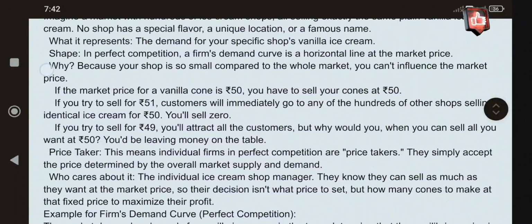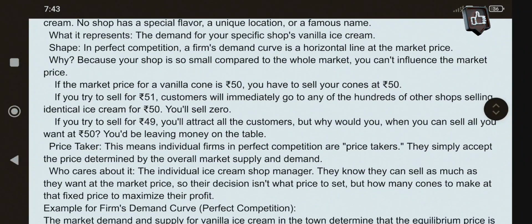Why? Because your shop is so small compared to the whole market, you can't influence the market price. If the market price for a vanilla cone is 50 rupees, you have to sell your cones at 50 rupees. If you try to sell for 51 rupees, customers will immediately go to any of the hundreds of other shops selling identical ice cream for 50 rupees. You'll sell 0. If you try to sell for 49 rupees, you'll attract all the customers, but why would you, when you can sell all you want at 50 rupees? You'd be leaving money on the table.